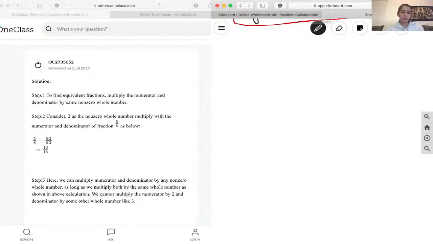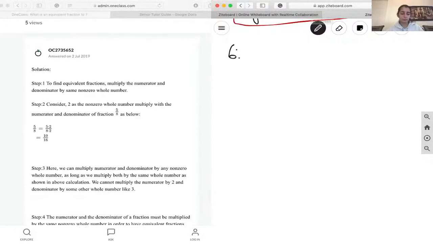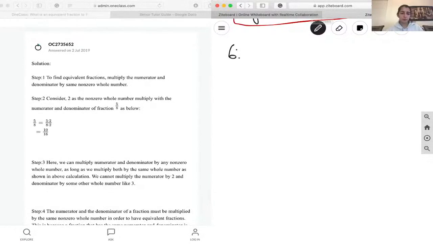Okay, so in this example, we have to find a fraction that is equivalent to the fraction that is given to us. So the fraction that is given to us is 5/8. And basically what it's asking us to do is come up with a different set of numbers that have the same exact value. So a way you can do that is multiply.